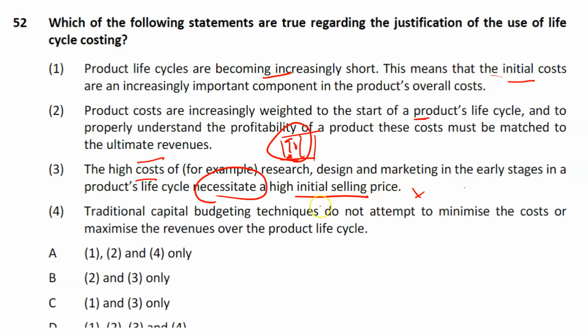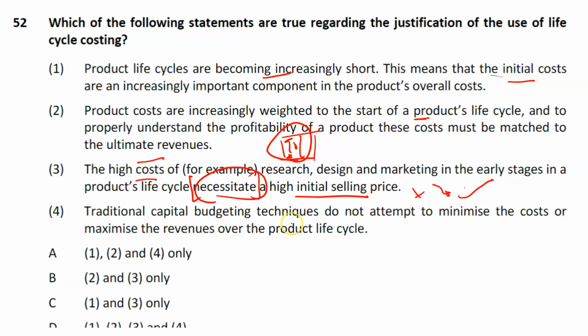It's slightly sneaky, but I think this gives it away. This necessitates. It doesn't necessitate. It assumes that that's the system we're going to use. You might actually use penetration pricing just to get in and then grow. So therefore, if you're using penetration pricing, that's actually a lower initial selling price.